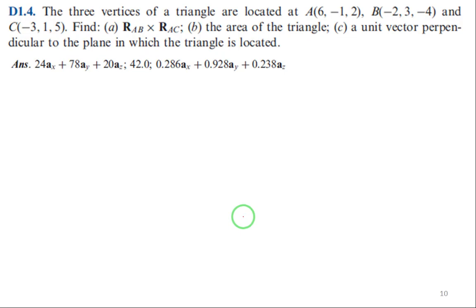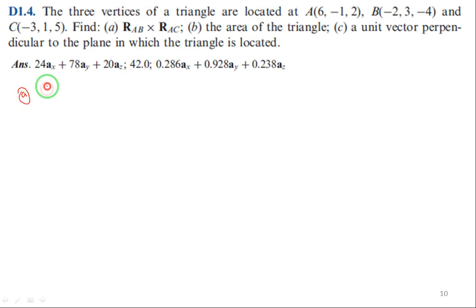Okay, we'll solve a few problems based on this. Yes, we'll take up this problem. The three vertices of a triangle are located at A, B and C. They are given. Find RAB cross RAC. Then we'll find the area of the triangle, and next the unit vector perpendicular to the plane in which the triangle is located. Is it fine? We'll see one by one.